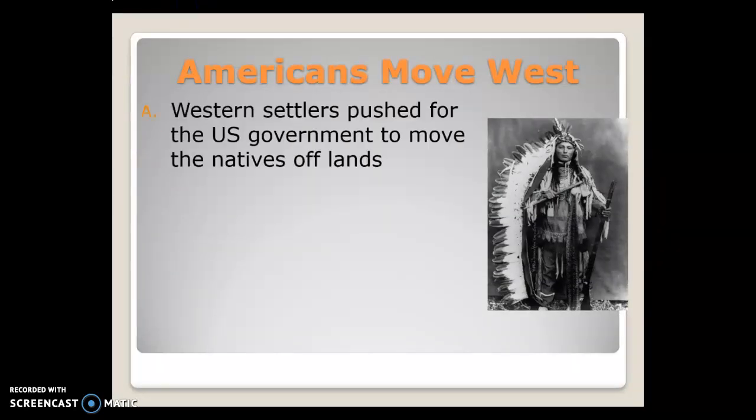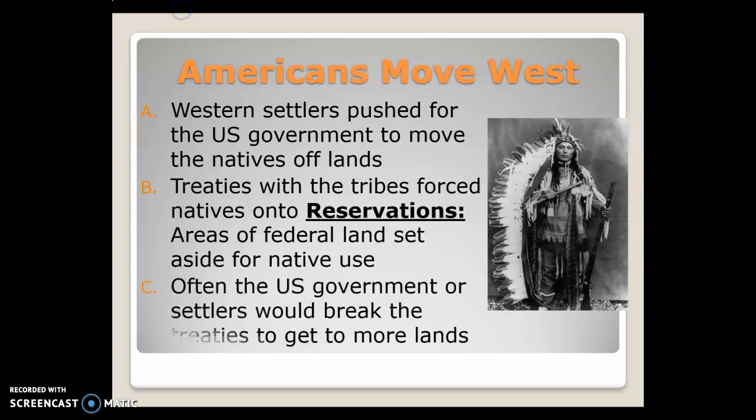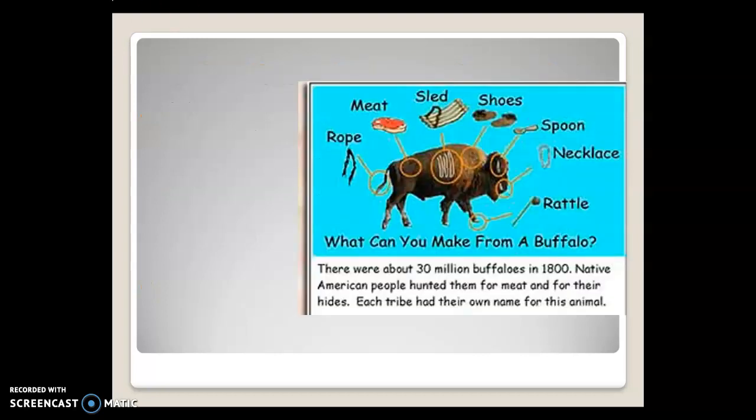The other thing that's really going to hurt them is the fact that the government is pushing them west, off of their lands in the east, forcing them to go west. Treaties with some of these tribes would force natives onto what we call reservations. This is land that was set aside for natives to use and to live on. This was not an ideal situation. And even if the treaties were signed, often the U.S. government or even settlers would come in and they'd just violate the treaties. They'd force the natives or attack the natives to get them off the land.